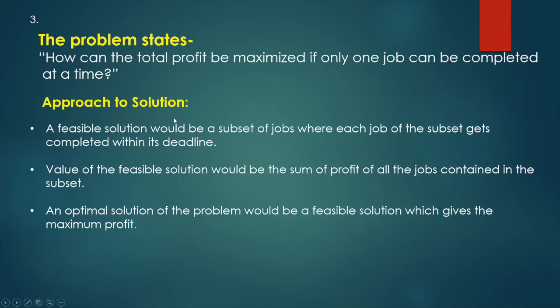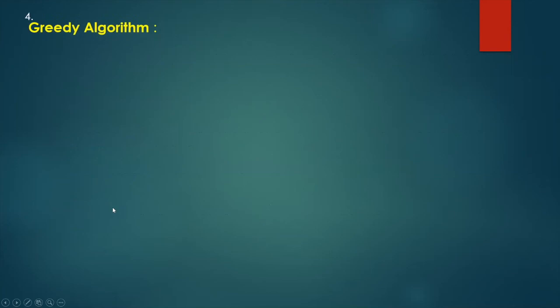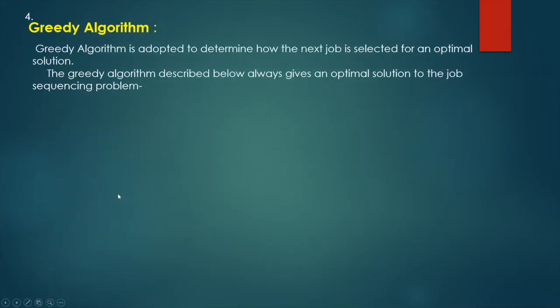So what's our idea? Our idea is we will complete the job one at a time within its deadline. Then we will have the profit associated with each job, and it will eventually give me the maximum profit, and that will be our optimal solution. So let's see how the greedy algorithm helps us. A greedy algorithm is basically a step-by-step approach which gives me the next best, obvious and immediate benefit. So the greedy algorithm is adopted to determine how the next job is selected for an optimal solution.